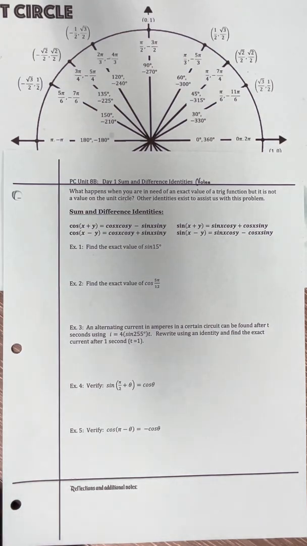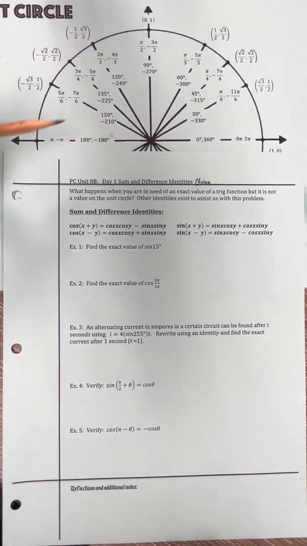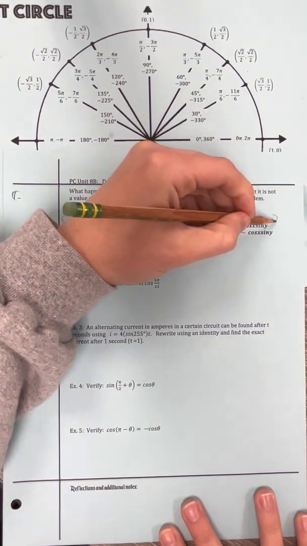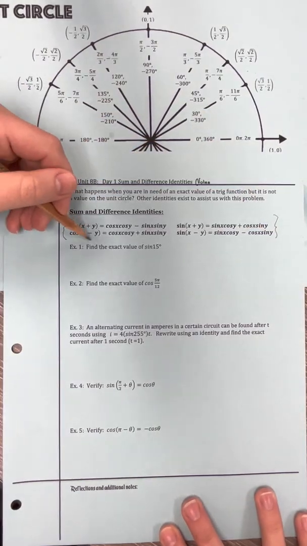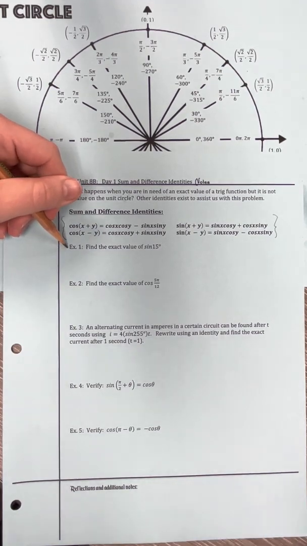All right, guys, welcome to Unit 8B. This is going to be day one. We're going to be learning about sum and difference identities. These are the formulas you're going to be using for sum and difference identities. Some of them are when it's asking for cosine and when it's asking for sine. So let's just go ahead and jump into the first one.